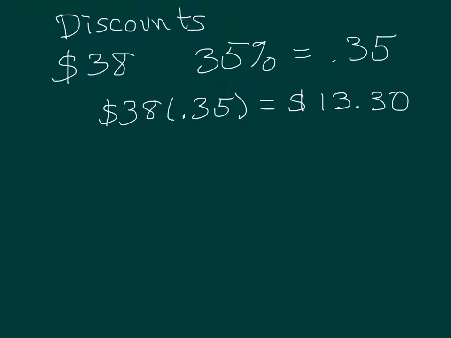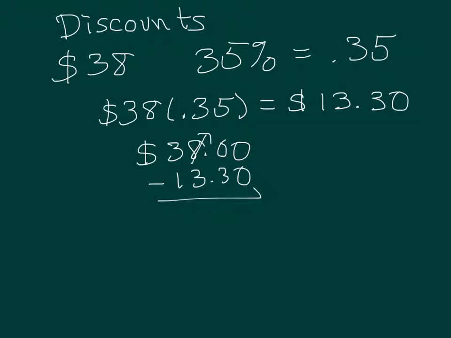So since it's a discount, we don't add it on to the price of the sweater. We subtract it from the price of the sweater. So we take $38 and subtract $13.30. And then we would get, let's see, $24.70. Okay, so the discounted price of the sweater is $24.70.